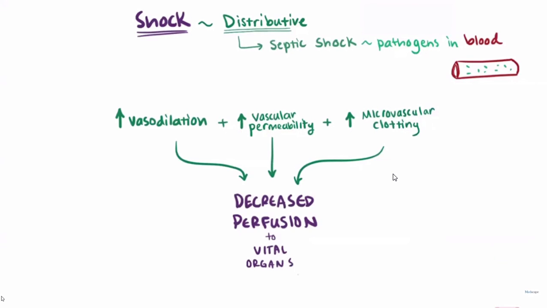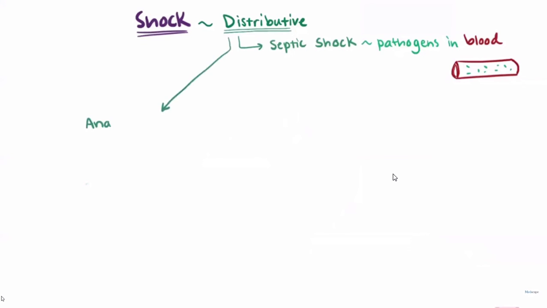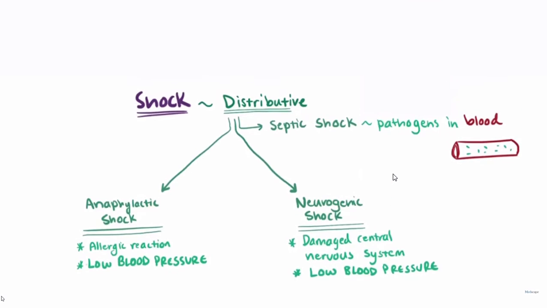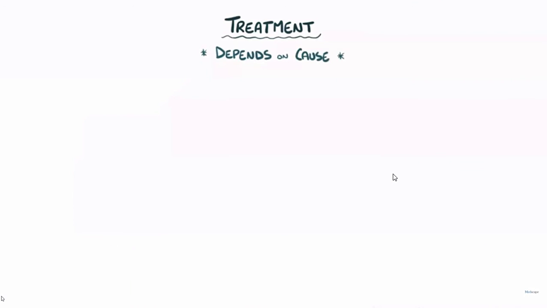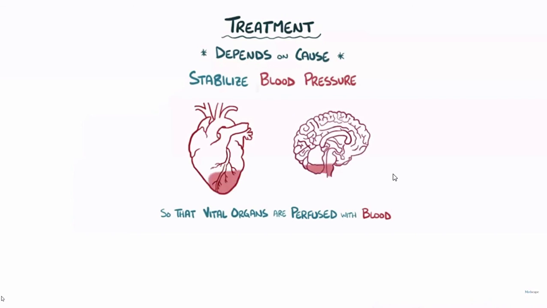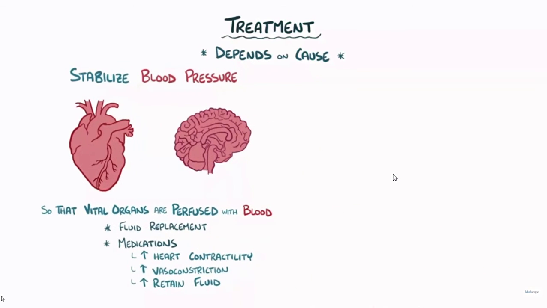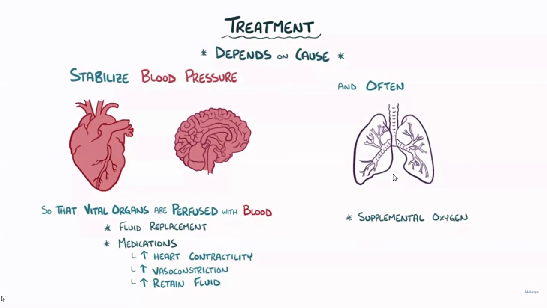Now, two subtypes of distributive shock are anaphylactic shock, which is an allergic reaction that causes dangerously low blood pressure, and neurogenic shock, where the nervous system gets damaged and can't control the body's blood pressure. The treatment of shock depends on the cause. In general, the goal is to stabilize blood pressure so that vital organs like the heart and the brain are perfused with blood. In order to stabilize blood pressure, fluid replacement and medications that increase heart contractility, cause vasoconstriction, and retain fluid can be administered. Oftentimes, a person might need supplemental oxygen or have their airway protected, for example with intubation.